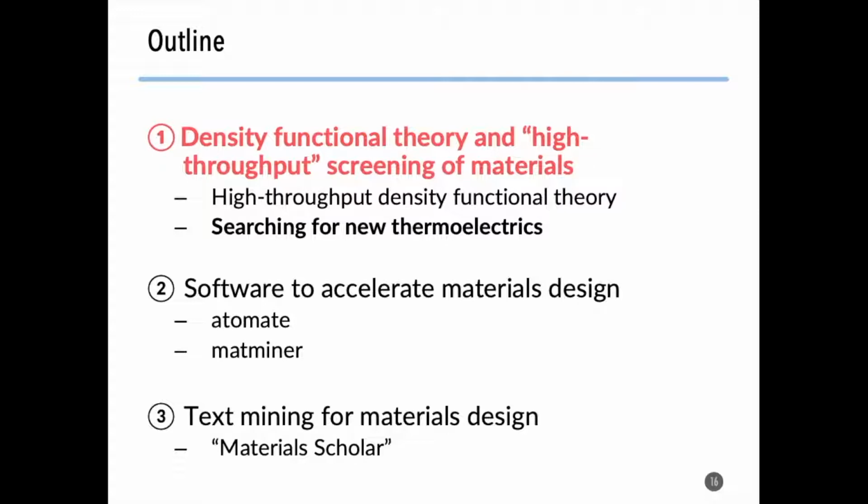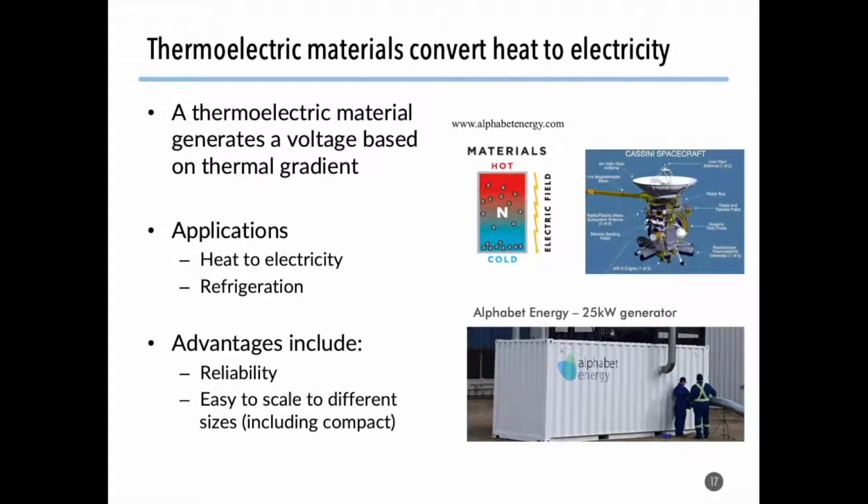Okay, so let me describe our project to search for new thermoelectric materials, just so you get a taste of how some of this technique works. If you're unfamiliar with thermoelectrics, these are materials that generate a voltage based on a thermal gradient. If one end of the material is hot and the other end is cold, you can think of it as electrons diffusing from the hot to the cold side until this builds up an electric field that resists further motion. And these thermoelectric materials can actually generate electricity from a thermal gradient.